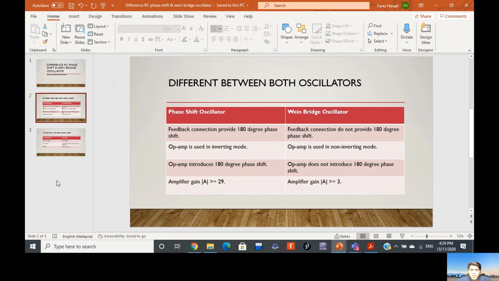For the phase shift oscillator, the op-amp introduces a 180 degree phase shift, while the Wien bridge oscillator does not introduce a 180 degree phase shift. The amplifier gain for the phase shift oscillator is equal to or greater than 29, but for the Wien bridge oscillator, the amplifier gain is equal to or greater than 3.